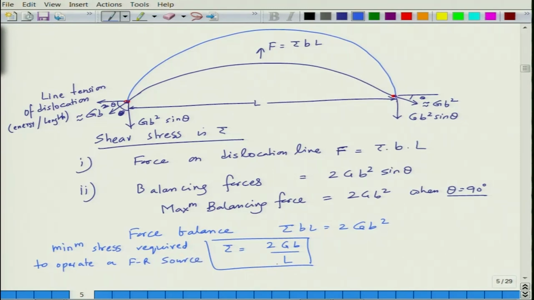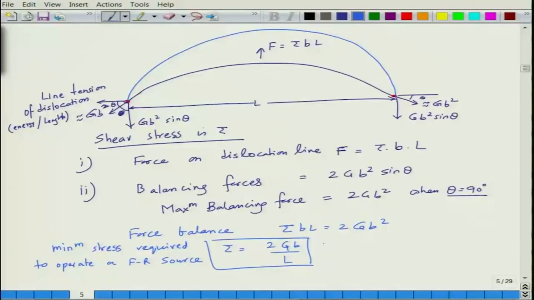You can see that this stress will increase as the shear modulus goes up, that makes sense, and this stress also reduces when your L value increases. So, when the dislocation line becomes very large, the stress required to operate the Frank-Read source decreases. So, when the pinning sites are closer to each other, the stress required to operate a Frank-Read source is larger, and this we will see comes in handy when we learn about precipitation strengthening or particulate strengthening in these materials.